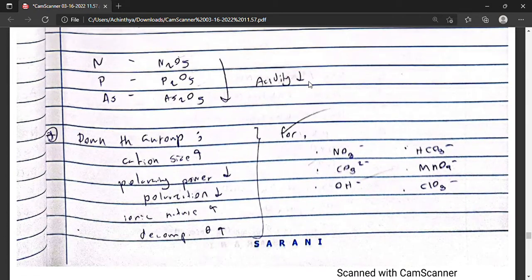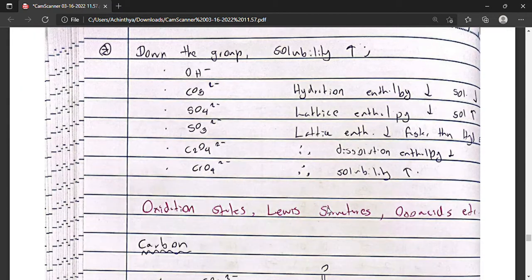That is to say, for every other group except these, the decomposition temperature decreases down the group, while for every group other than these, the solubility decreases down the group. So keep that in mind.